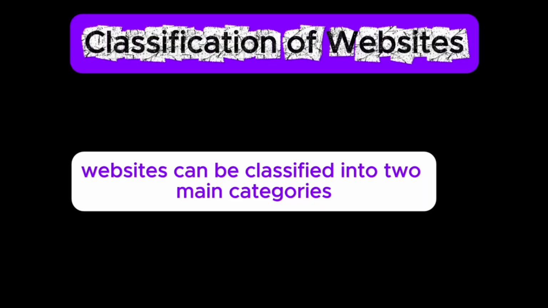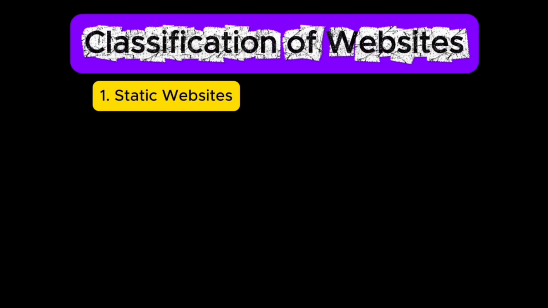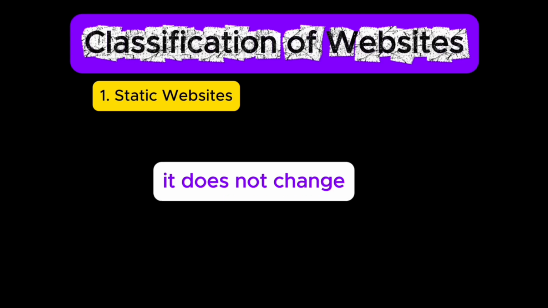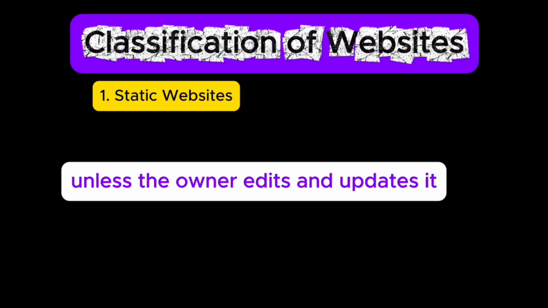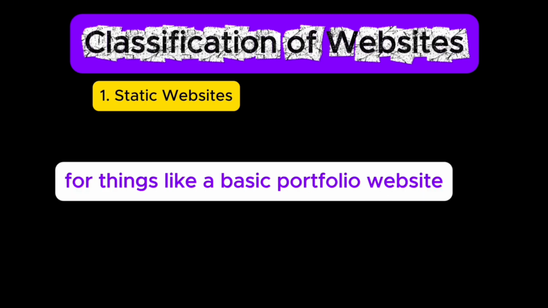Websites can be classified into two main categories. Firstly, we have static websites. Static websites show the same thing to everyone. It does not change unless the owner edits and updates it. It is simple and great for things like a basic portfolio website.